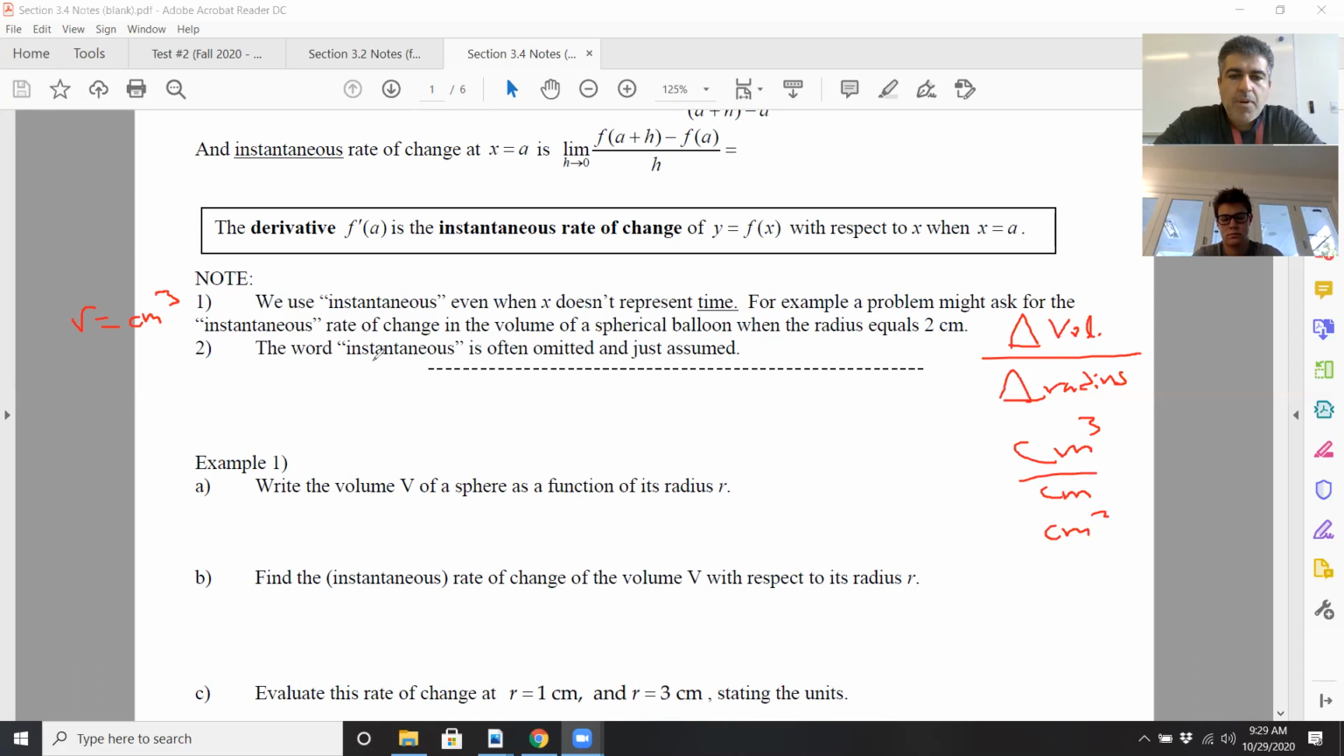And just so you know, the word instantaneous is often omitted and just assumed. So if you're asking for a rate of change, assume a derivative. If I said, hey, what's the rate of change of cars entering the freeway? Assume that to be a derivative. So let's look at example 1. And we'll revisit the volume example again.